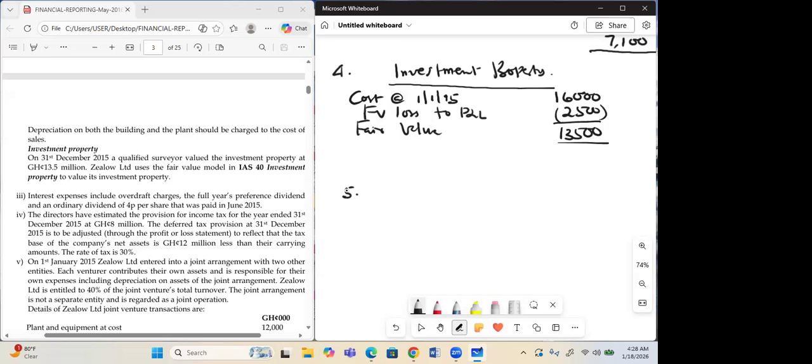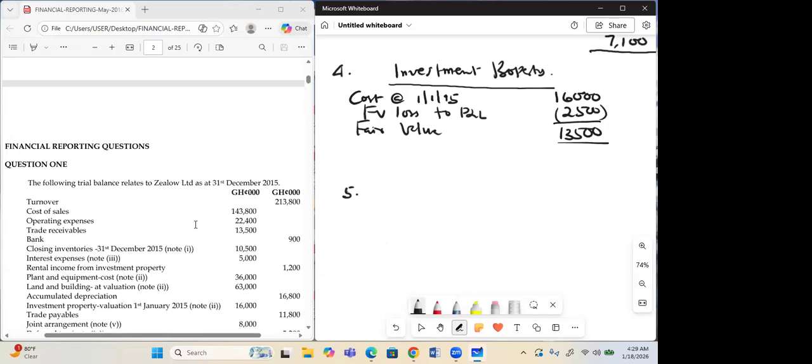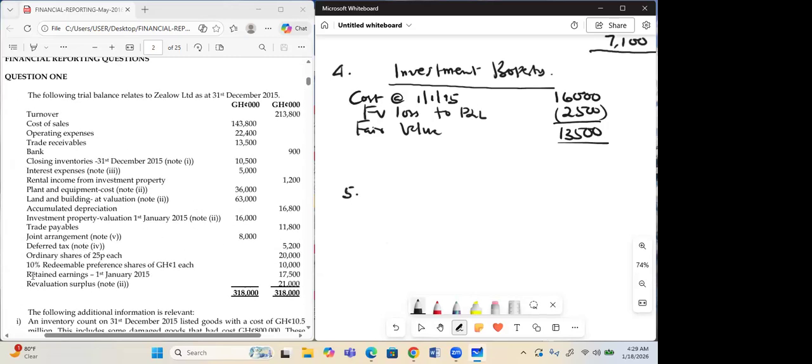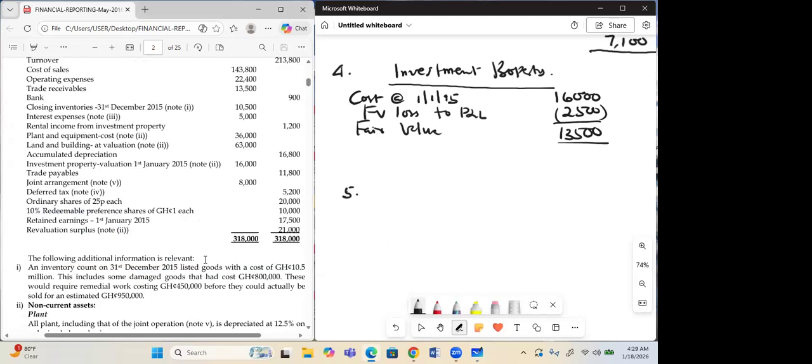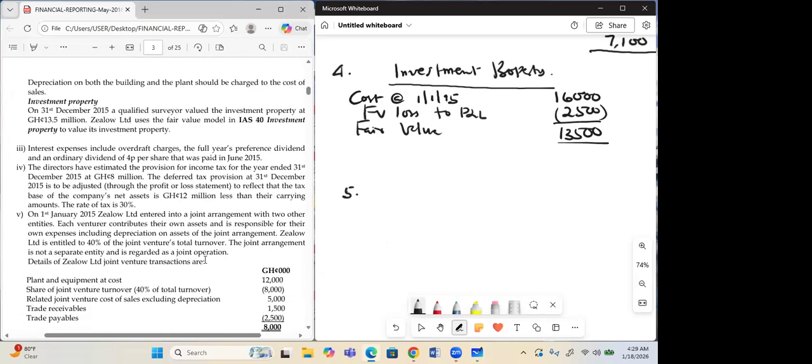But then for the preference dividend, you check. So go to the trial balance and check if the preference shares they've given us are redeemable or not. Let's check. Can you see the last but 3 item? This one. It says what? 10% redeemable preference shares. Can you see? Yes, sir. So since the preference shares are redeemable, it means the interest on it qualifies as what? Finance cost.